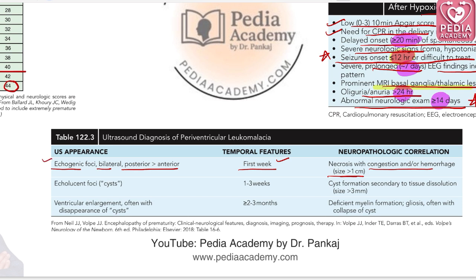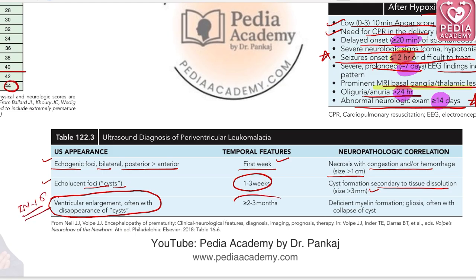If you're able to see evolution of foci, cysts are there, so it must be of 1 to 3 weeks. Cyst formation secondary to tissue dissolution, size more than 3 millimeter. If ventricular enlargement is there and disappearance of cyst, this was an INI SS question, disappearance of cyst appears at 2 to 3 months of age, post 2 to 3 months of age, deficient myelin formation, gliosis, often collapse of cyst.